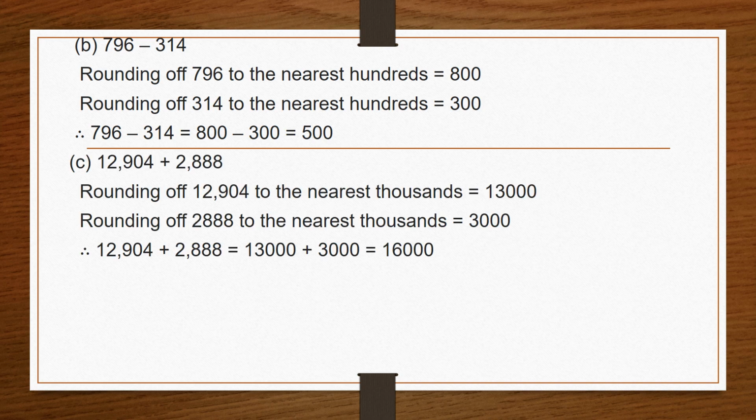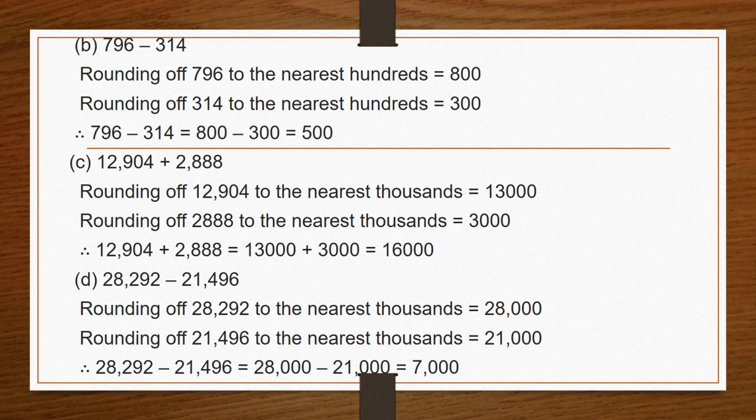Next part, 12,904 plus 2,888. Rounding off 12,904 to the nearest thousand, we'll get 13,000 because the hundreds digit in 12,904 is 9. So this number is rounded up. In 2,888, the hundreds digit is 8, so again, this number is rounded up to 3,000. So the sum is 16,000.